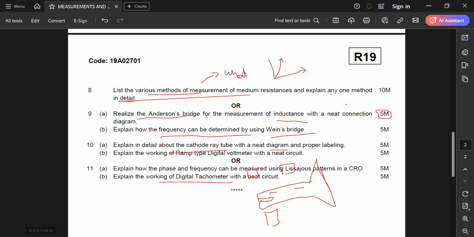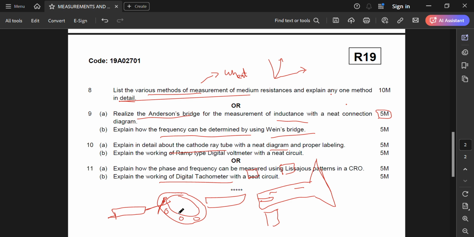Digital tachometer, how does it work? You have to draw the block diagram of digital tachometer. For every rotor, we provide holes. Whenever light falls on this, when a hole comes, it counts the number of times the hole comes. This light will fall on the rotor. When a hole comes, the light will be transmitted to the receiver. That is, tachometer or speed sensors will work based on this principle.